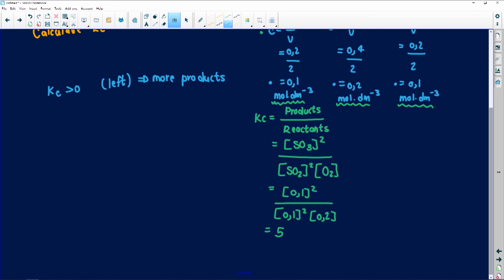Now, something to remember, if your value of Kc is greater than 0, it lies to the left, it's got more products. However, if your value of Kc is less than 0, then the equilibrium will lie to the right, which means you'll have more reactants. And remember what we spoke about in last week's chemical equilibrium. We said a company doesn't want to buy so many ingredients and only produce one cupcake. No, the more that they can produce, the more money that they can get.